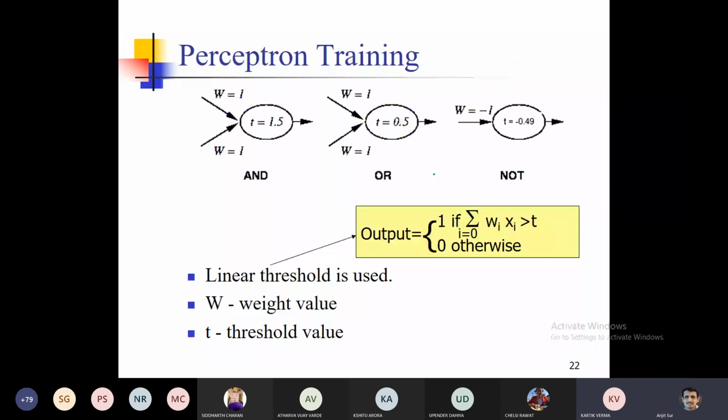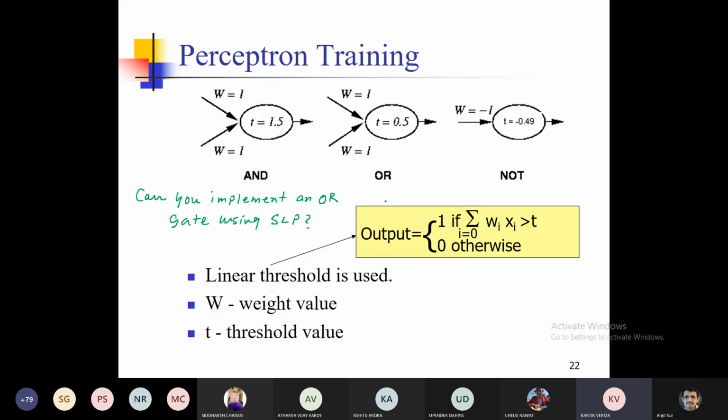Okay. Now we are going to understand one thing that is very interesting: can you implement an OR gate using a single layer perceptron?